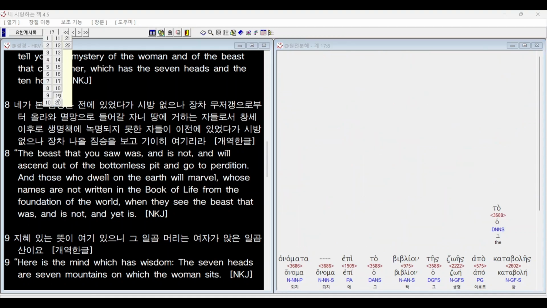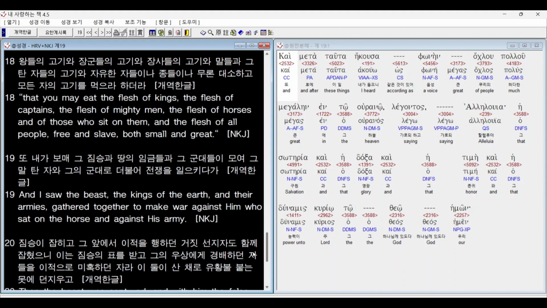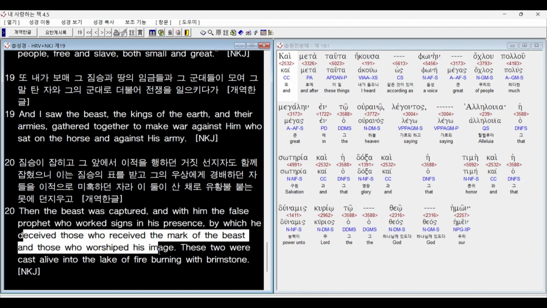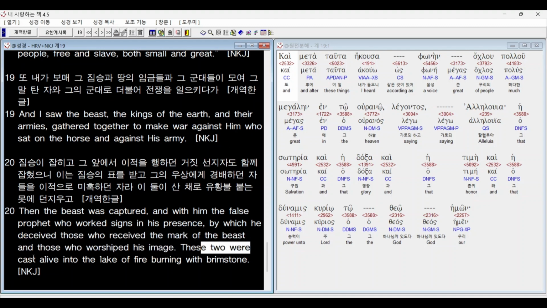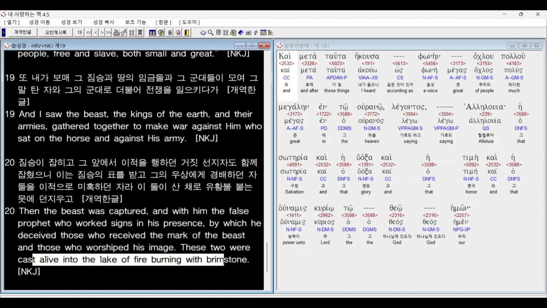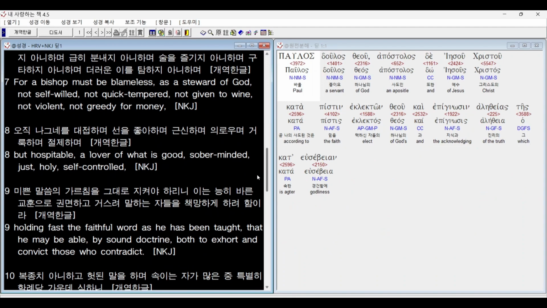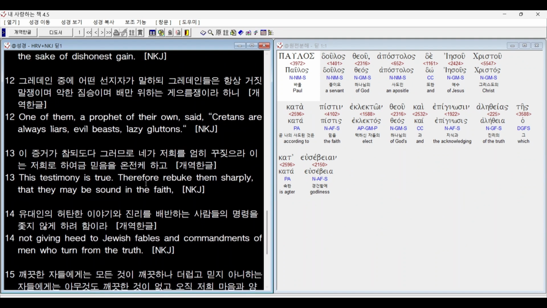When we go to 19:20. The beast was captured, with him the false prophet who worked signs in his presence, by which he deceived those who received the mark of the beast, those who worshiped his image. These two were cast alive into the lake of burning with brimstone. So go back to Titus 1:12. That's the evil beast, right?